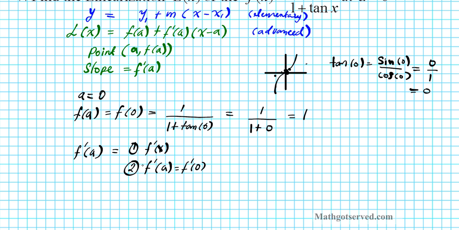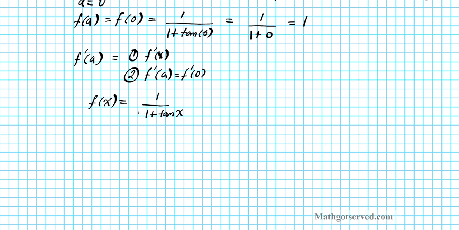Now let's go ahead and start by finding the derivative. Let's rewrite the function f of x. I want to find the derivative of this function. F of x is equal to 1 over 1 plus tan x. So to find the derivative here, f prime of x is 1 over 1 plus tan x, prime.